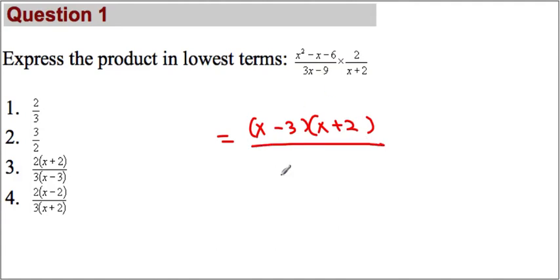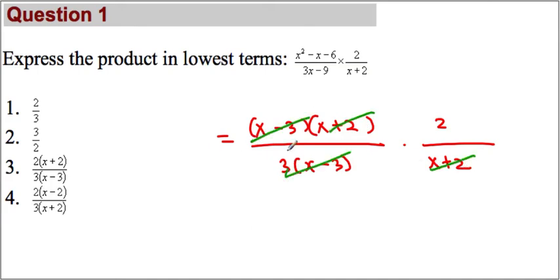Bottom one, by GCF, we get 3 factored out. X minus 3 is there, times 2 over x plus 2. Then as you can see, x plus 2 cancels out. X minus 3 cancels out. We are only left with 2 on the top and then 3 on the bottom. So we get 2/3, which is choice 1, our answer.